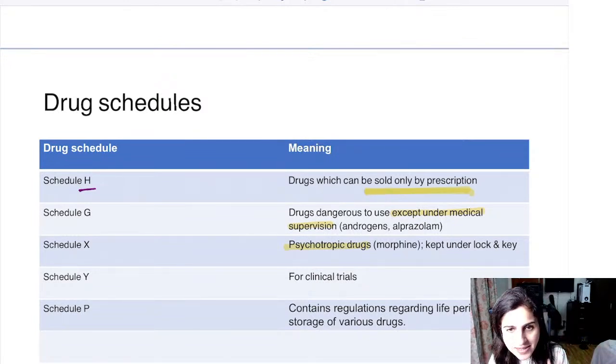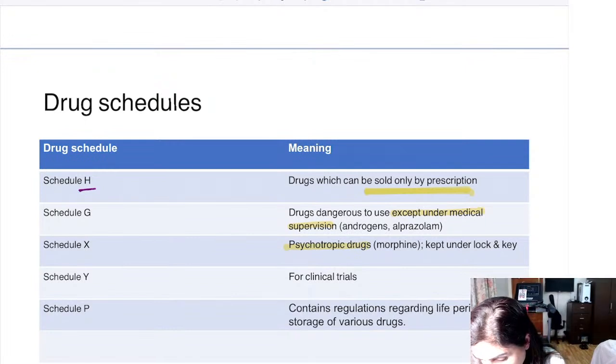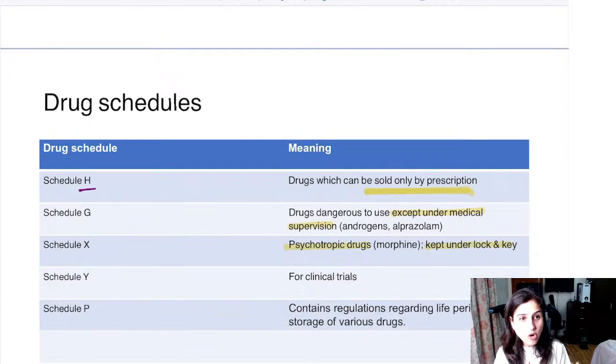You have to get a license for this so that it can be taken. Usually in hospitals somebody has a license and then only they can procure these, and they have to be kept under lock and key. These are psychotropic drugs like morphine and all, so you cannot just use them, and a license is required for keeping them or procuring them.